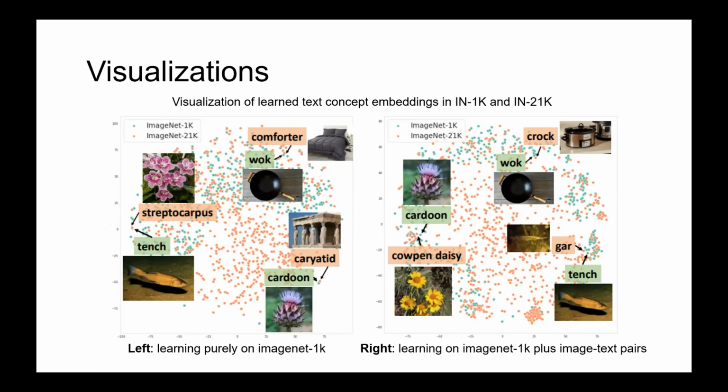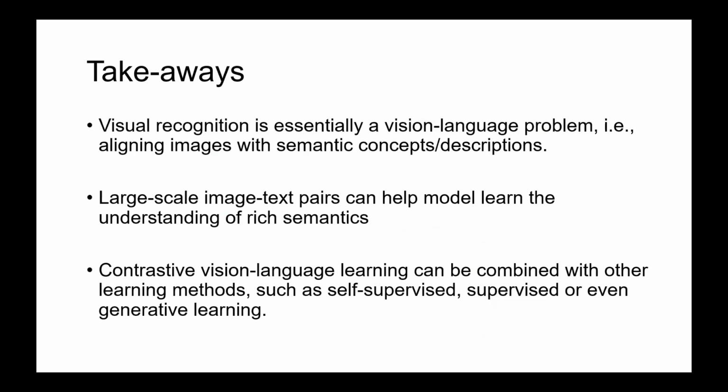So the takeaway message is that visual recognition is essentially a vision-language problem, because the goal is to align the images with semantic concepts or descriptions. And again, larger-scale image-text pairs can help the model to learn the understanding of rich semantics, as we showed before. And finally, contrastive visual language learning can be combined with other learning methods, such as self-supervised learning, supervised learning, and even generative learning.